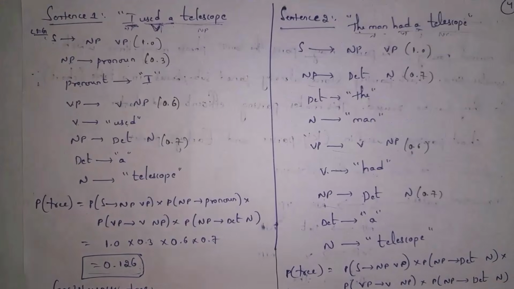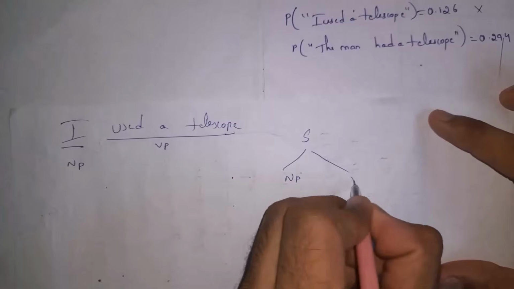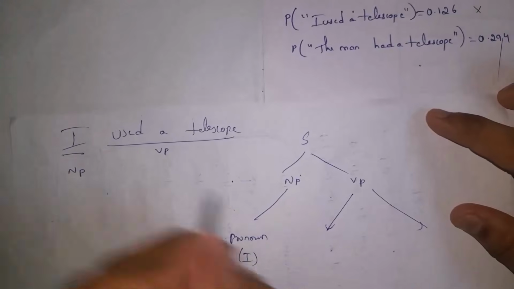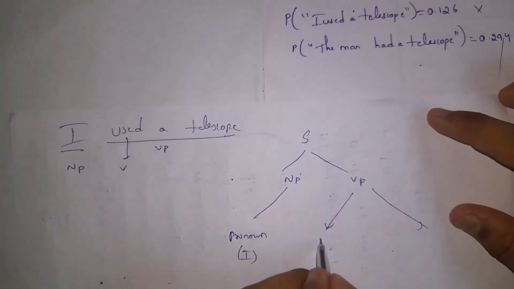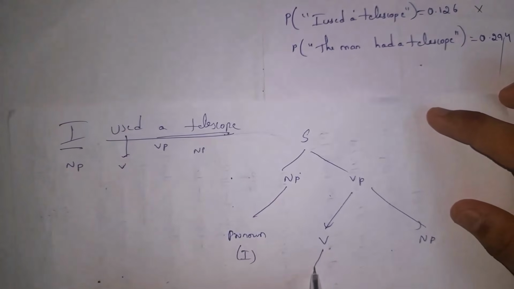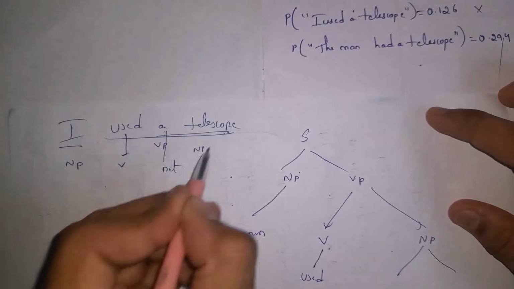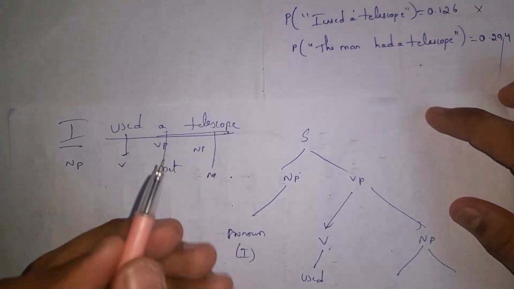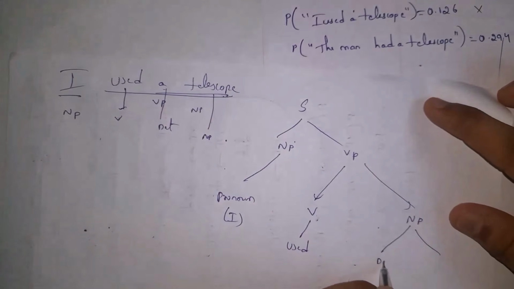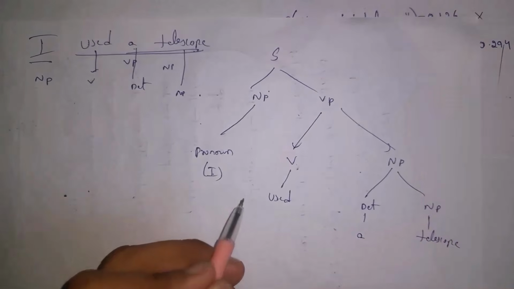That is nothing but we represent these rules as tree structure. So sentence contains noun phrase and verb phrase. Noun phrase contains pronoun, that is nothing but I, and verb phrase contains verb which is used, as well as noun phrase. We consider this a telescope as noun phrase. So verb is nothing but used, and again noun phrase contains a telescope. So A is det and telescope is noun. You can also write noun or noun phrase, no problem. So again noun phrase contains a telescope. A is det and telescope is noun. So det is A and telescope. These three: I used a telescope.